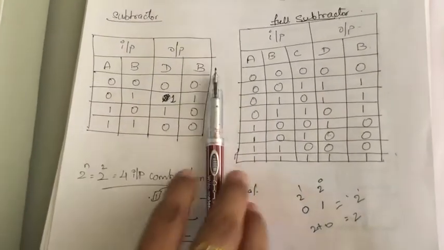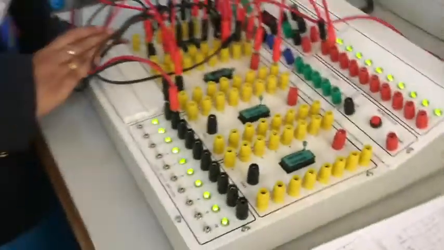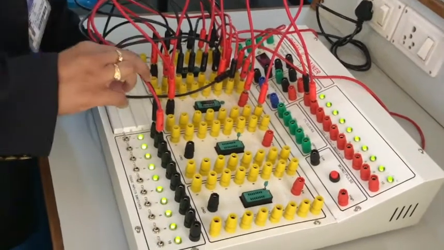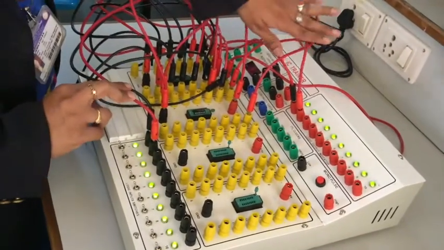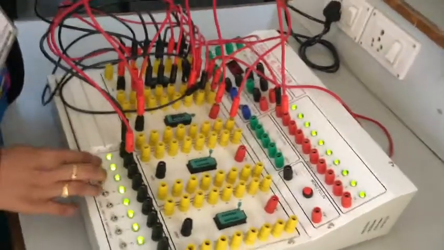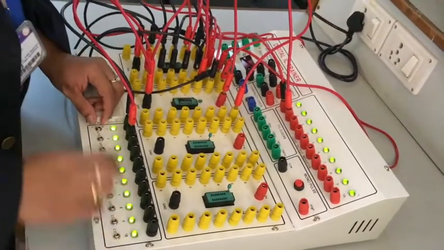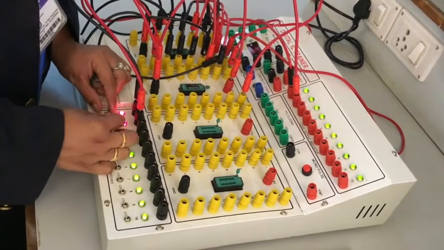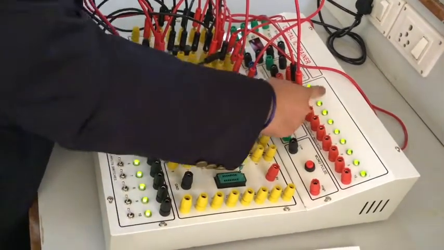Coming to the circuit, this is the circuit that we have rigged up using 7400. I have two inputs and two outputs. Inputs are A and B, outputs are difference and borrow. Now 0 minus 0: I will give the inputs 0 and 0, and the output is 0, 0.